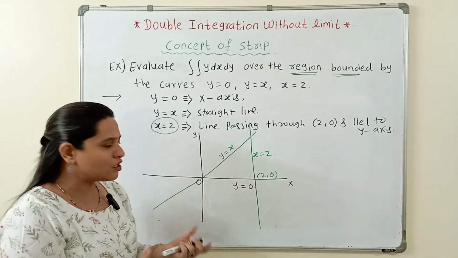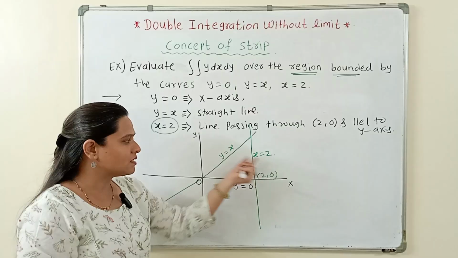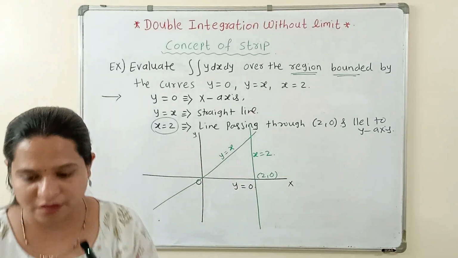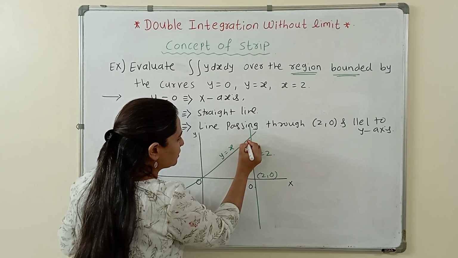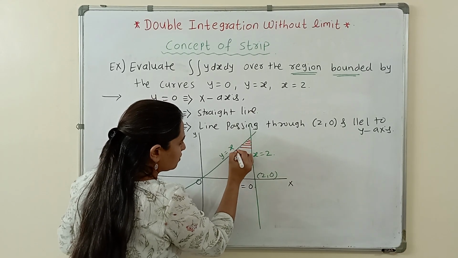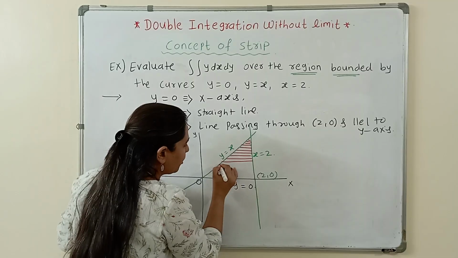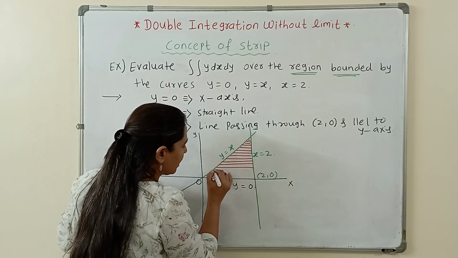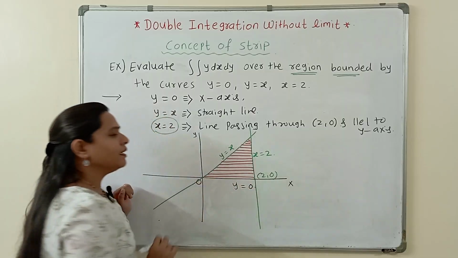So now here we can easily observe that our region of integration will be a triangle formed by these three curves. So I will shade this region. So region will be like this. This is what our region of integration, and over this region of integration we have to evaluate the given double integration.